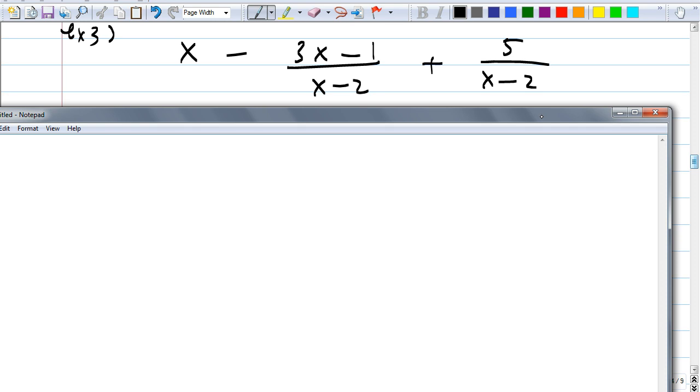So all you have to do is, for the first term, x over 1, multiply the numerator and the denominator by what, class? X minus 2 over x minus 2, right? Then you would have all three of the fractions with a common denominator, the LCD. Go ahead, everybody finish it up.